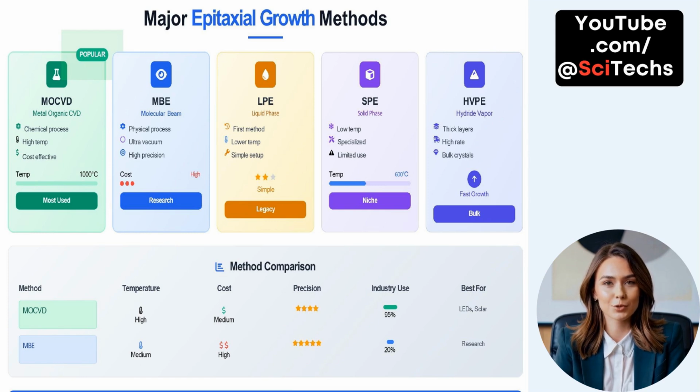Major epitaxial growth methods. Epitaxial growth is essential for creating high-quality crystalline layers in semiconductor devices. 5 major methods dominate the field, each with unique strengths.